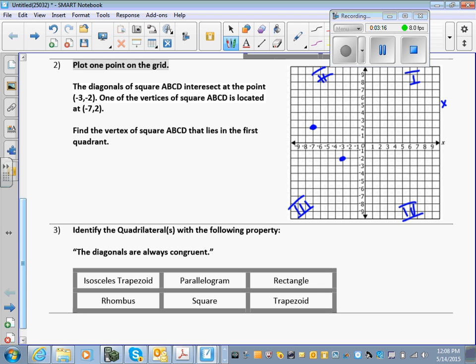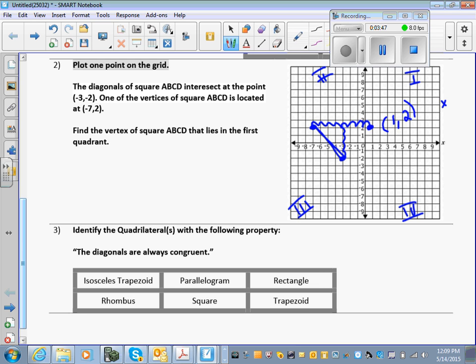Since this is the center and this is the diagonal, half of the diagonal in each direction needs to be the same. So how far did I go up and over to get to this point? I'm going to count 1, 2, 3, 4, 1, 2, 3, 4. Since I went up 4, left 4, all I have to do is go up 4, right 4. So 4 is already here. 1, 2, 3, 4. So this is going to be my point, which is (1, 2).